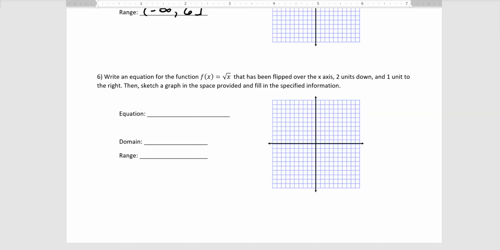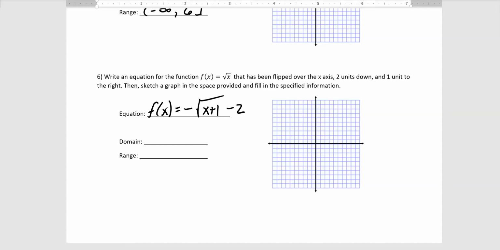Write an equation for the function f of x equals the square root of x that's been flipped over the x-axis, is 2 units down and 1 unit to the right. Okay, so we'll say f of x equals the flip. We have that negative in front. We'll have a square root. 2 units down. We need 1 unit to the right, so that would be x plus 1, and then 2 units down, so minus 2 right there.